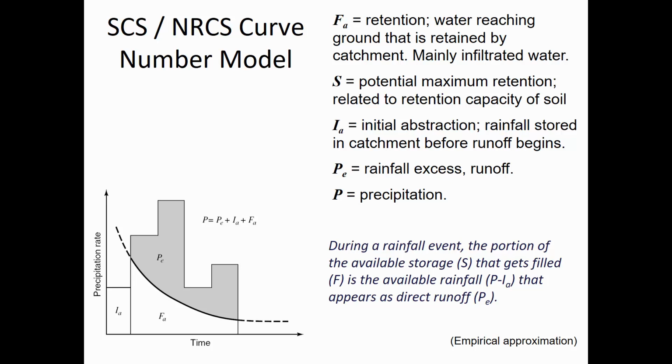The vertical axis is the precipitation rate. There's a certain amount of the precipitation that is satisfying the initial abstraction, and that's what I sub A stands for. It's stored in the catchment before runoff begins. After the surface wetting occurs, after the building gets wet, after the trees get wet, some amount of the rainfall satisfies the retention. And retention, F sub A, is mainly infiltration, but it also includes some local storage.